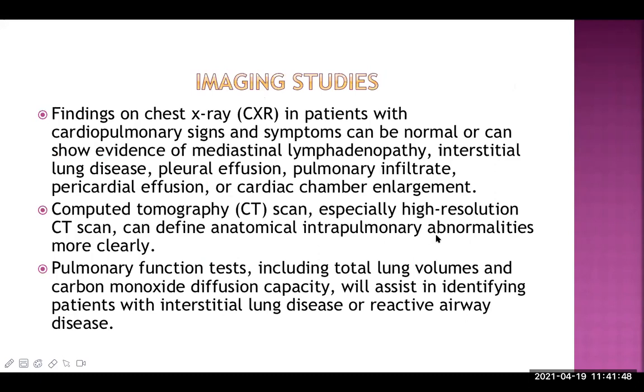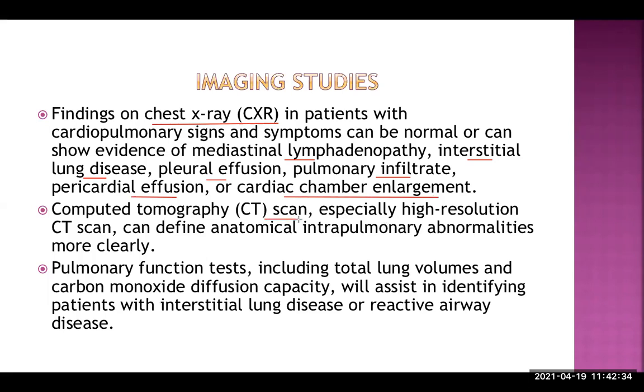Now, what's the role of imaging studies in these connective tissue disorders? So chest X-ray is usually done, and chest X-ray provides us so many important pieces of information. See this. Chest X-ray can show lymphadenopathy in the mediastinum. It may give a clue regarding interstitial lung disease, pleural effusion, pulmonary infiltration, pericardial effusion, or even cardiac chamber enlargement. Depends on the situation. If myocarditis is there, then the cardiac chamber may be enlarged. Otherwise, if only the cardiac shadow is enlarged on the X-ray, it may be because of pericardial effusion as well.